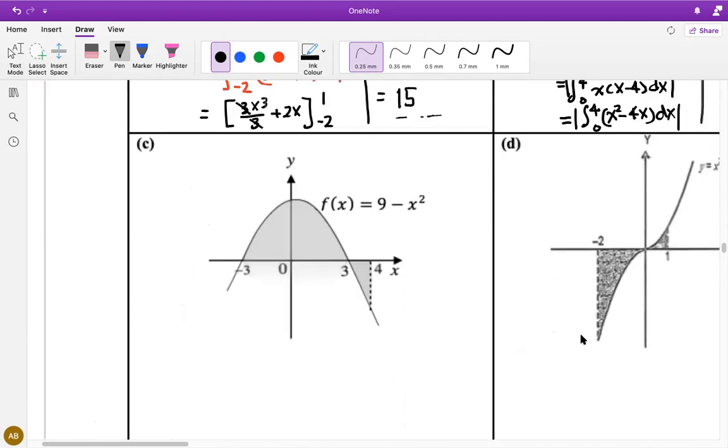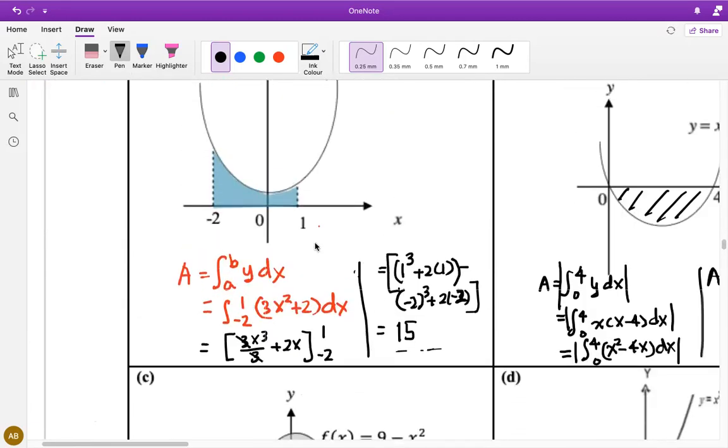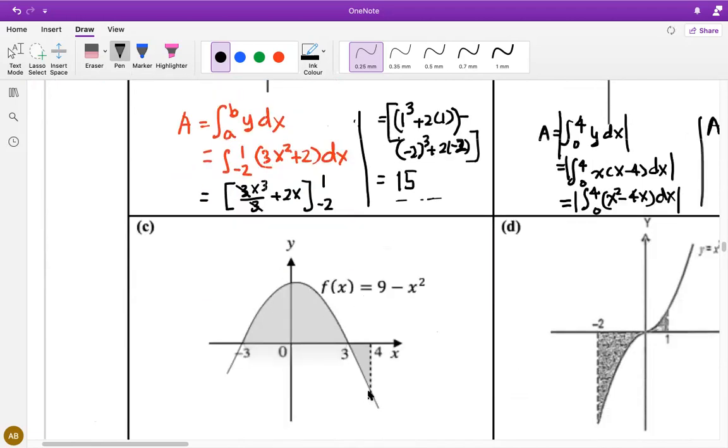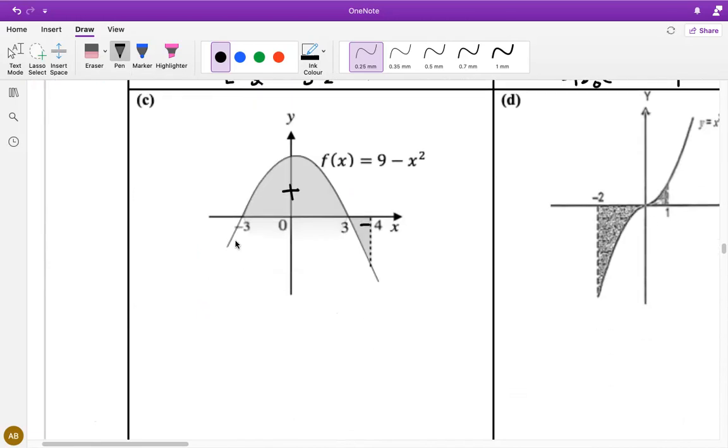For part C, you can see the graph of the curve, one positive and one negative. This part is positive, this part is negative, so you have to separate the two areas. Therefore, our area of the shaded region will have two parts. One is the integral from -3 to 3 of 9 minus x squared dx, and then you have to plus the modulus of the integral from 3 to 4 of 9 minus x squared.